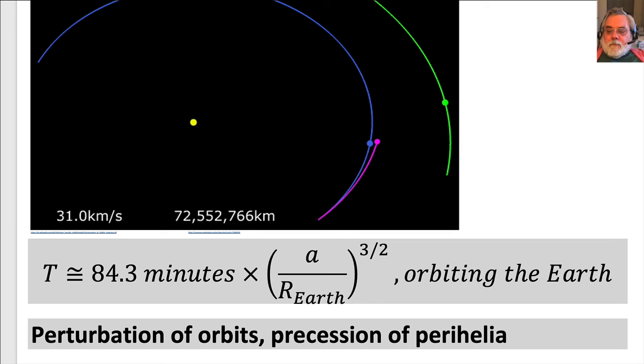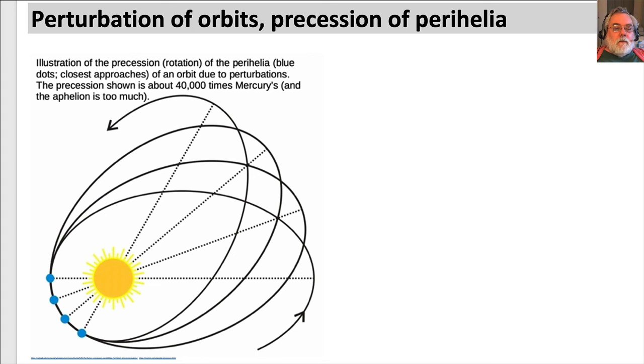Although all the parameters of a planet's orbit change slowly over time, there is one element that you are more likely to read about than the others. This is precession of the perihelion, the closest point to the Sun. This is an illustration of the precession, rotation, of the perihelia, blue dots, closest approaches of an orbit due to perturbations of other planets or of general relativity.